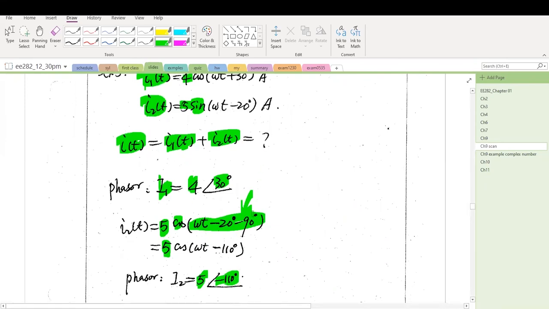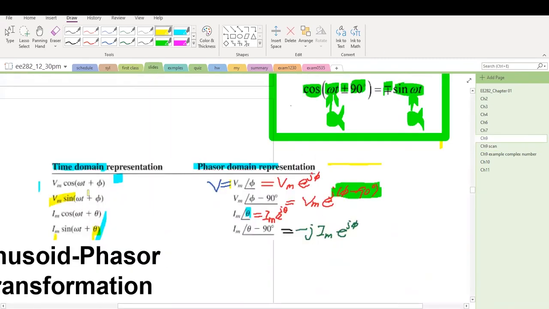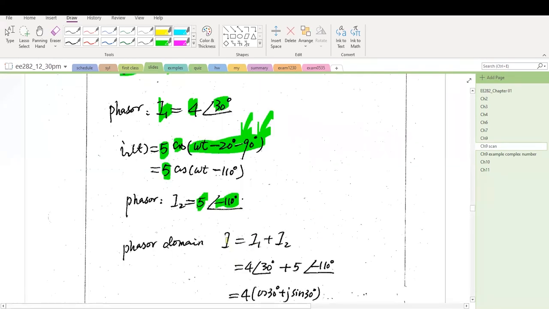If we do not want to do this conversion, we can memorize this relationship or this table: Vm sine maps to Vm angle phi minus 90 degrees. So there is a minus 90 degree phase shift for the sine waveform. Now we do the addition in the phasor domain. The total phasor is the sum of I1 and I2. We denote it by I. That's the first phasor plus the second phasor.